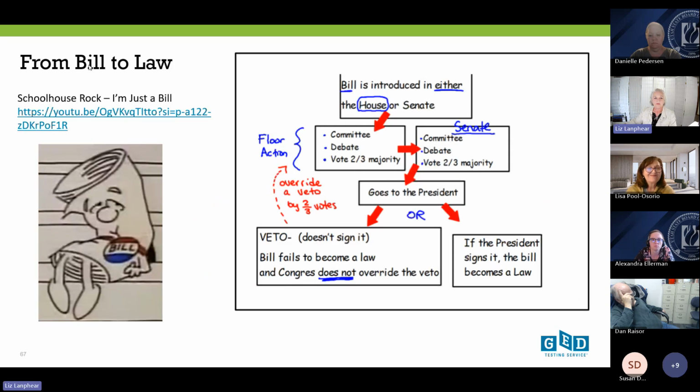Teach about bills and how a bill becomes a law. Here's a graphic of that. I don't know if any of you remember the Schoolhouse Rock, I'm Just a Bill. It was a children's video, but man, it sure is good. So I actually used it in the classroom because it's catchy and it sticks in their mind, and it just explains it very simplistically, but you get the idea.